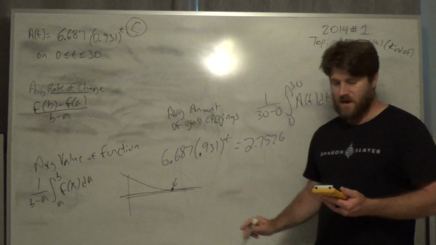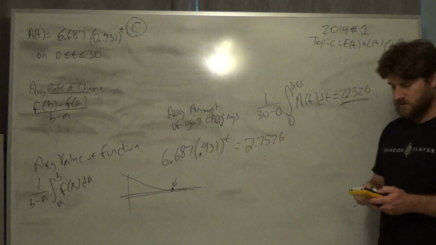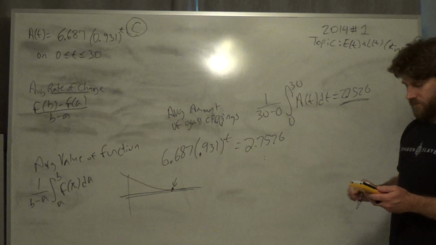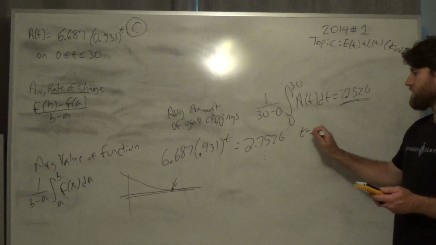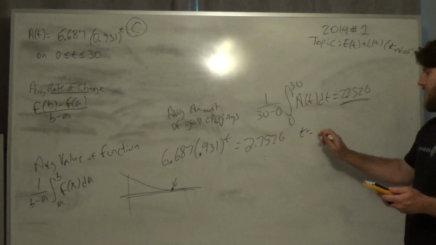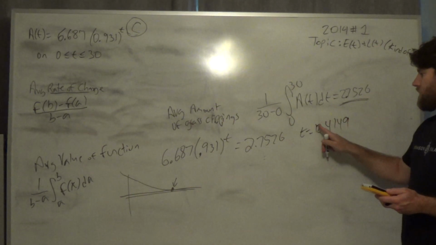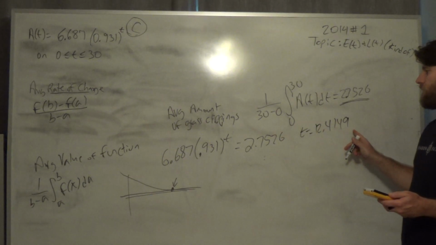And we're trying to find out where they intersect. So second calc, intersect, and I get an answer. This equals this at time 12.4149. So 12.4149 is my answer.